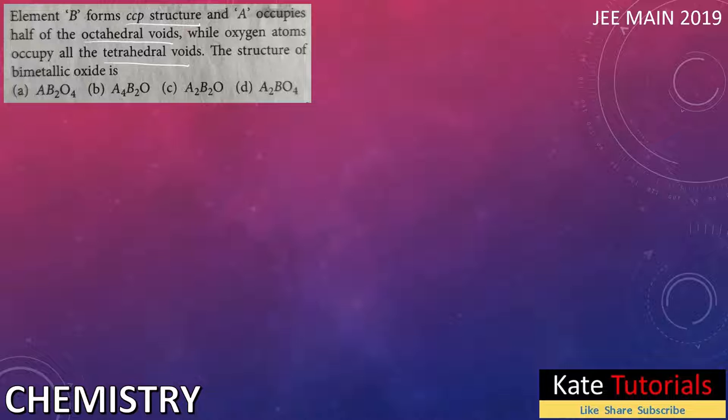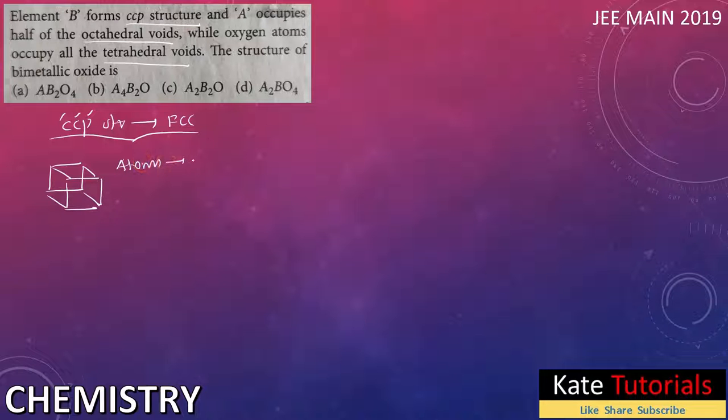So first you have to remember these points. CCP structure. What is this CCP structure? It is nothing but the FCC, face centered cube. We call it CCP also, right? Cubic close packing is nothing but face centered. So in FCC, the atoms will be present at corners and faces.